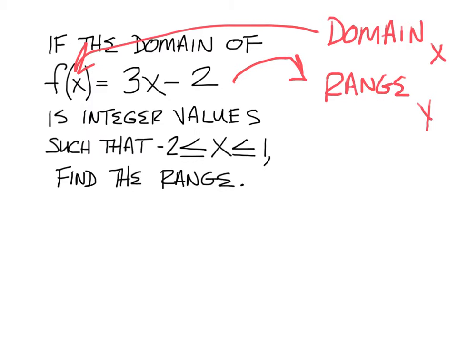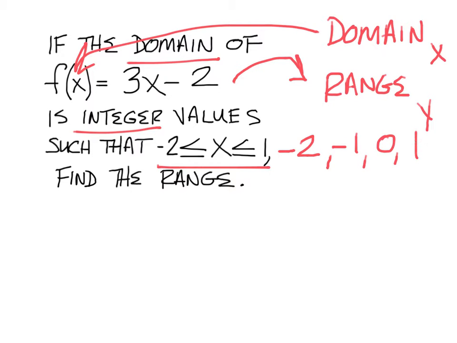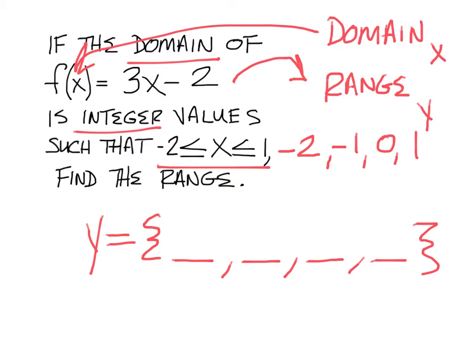In this problem, it's asking you to plug in the domain of x between -2 and 1 such that they are integers. So in other words, you're plugging in -2, -1, 0, and 1. So 4 different problems to work out to get the range. The range is the y. So the y would equal whatever the results are from plugging in these 4 numbers.